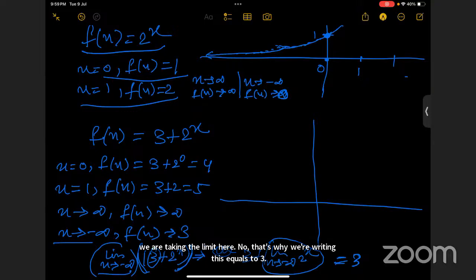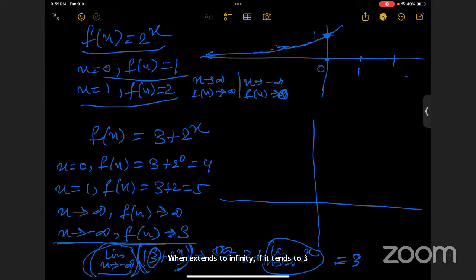Okay. And here we are writing this in that manner. When x tends to infinity, f of x tends to 3. And here we are taking the limit here. That's why it is equal to 3. Okay, so from here we can draw the graph.